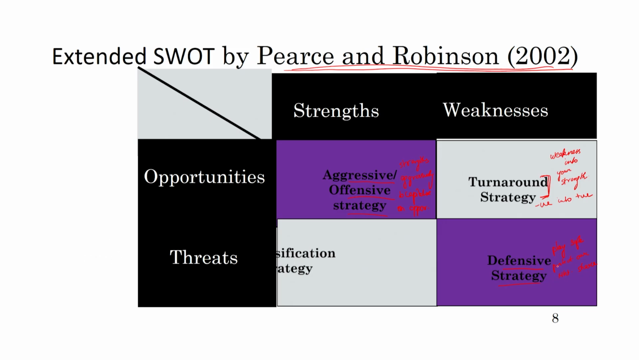And the last strategy is known as diversification strategies, when we combine our strengths in order to neutralize the impact of threats. So what we do? We use our strengths to diversify into related or unrelated areas so that we can neutralize the impact of threats which are there in our industry. And that is the purpose of using SWOT analysis.